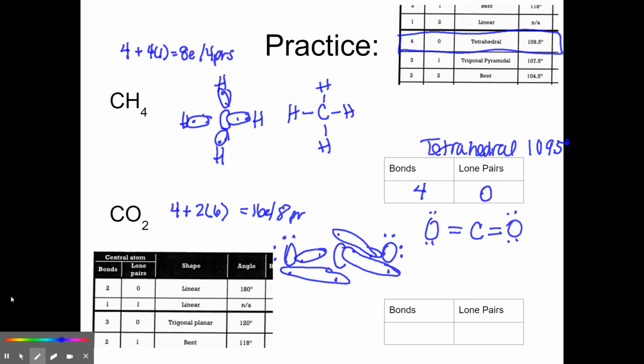Now remember, we're looking at the very center, so right here. And double bonds only count as once, so on carbon there are 2 bonds and 0 lone pairs. So it is linear, 180 degrees.